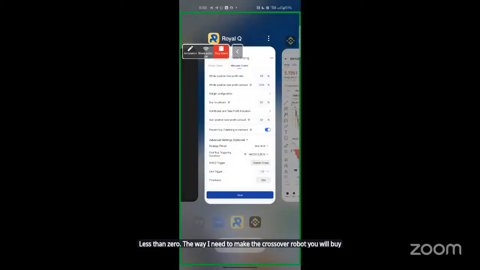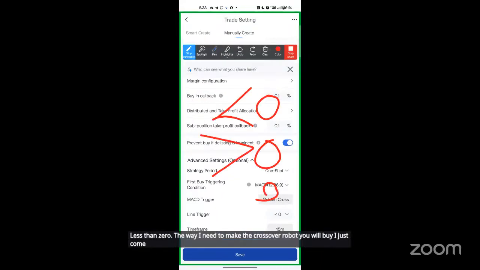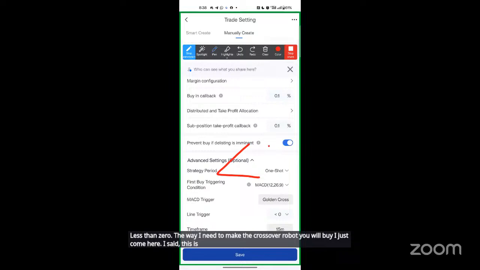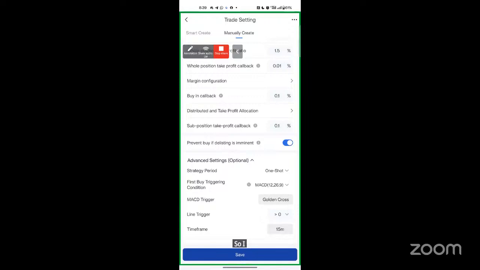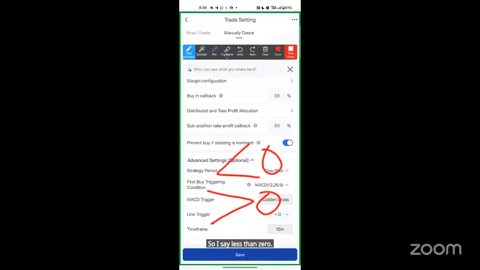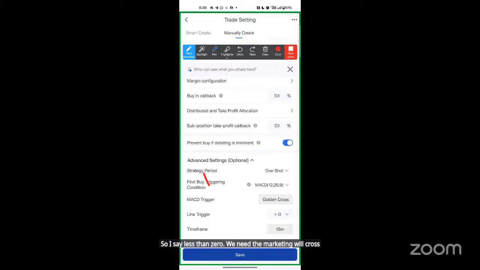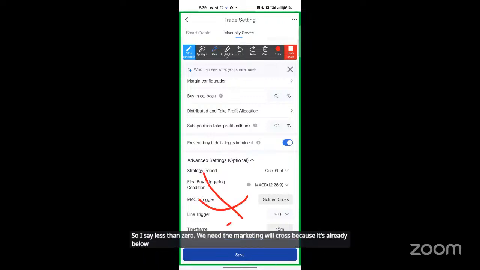I just come here, I say, this is greater than zero. This is less than zero. So I say less than zero. When the MACD will cross, because it's already below, when it crosses like this, let my robot buy. It's hard.